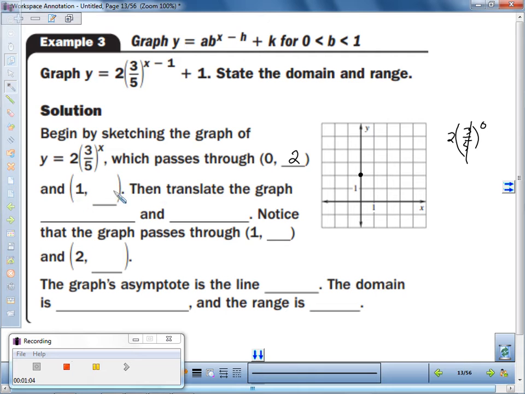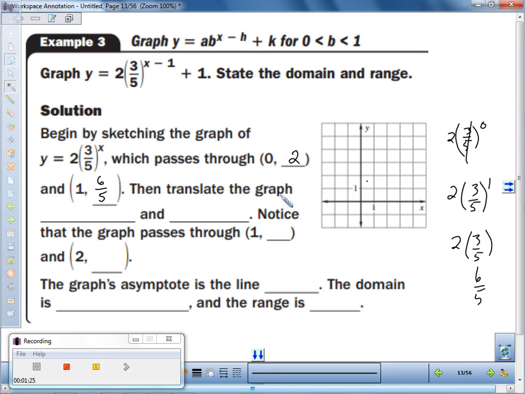Now for this one, we're going to plug in 1. Sorry, we're not graphing it yet, so we're just going to find the points. Then at 1, we get 2 times 3/5. There's nothing to cancel out, so we end up with 6/5.